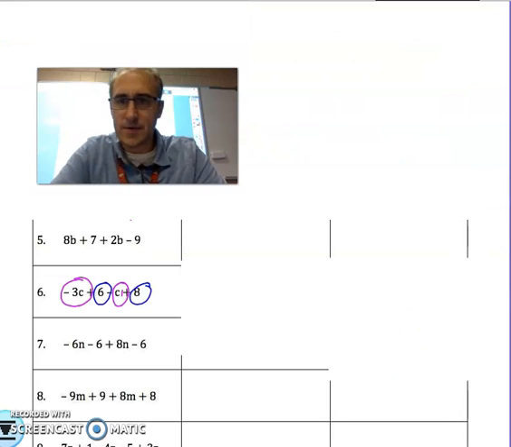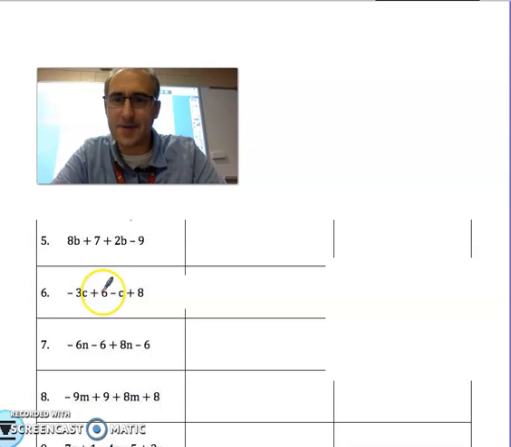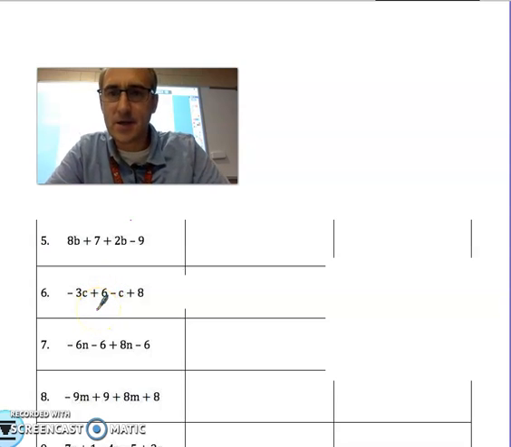If you scroll down to number 5, beyond that to 6, let's see what different groups of numbers and letters we have. I see numbers that have C's, and I see numbers without C's. So let's start by identifying the C numbers. This time I'm just going to use my markers. I have a negative 3C and I have a negative C.